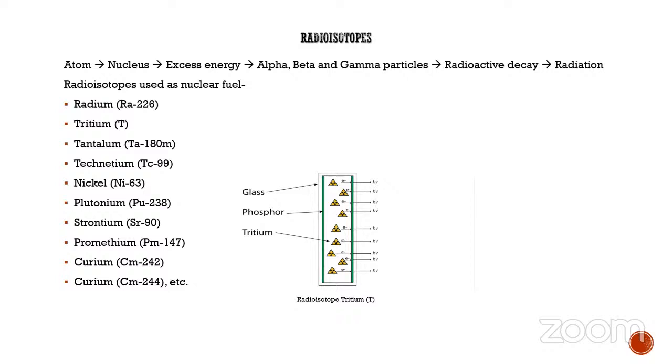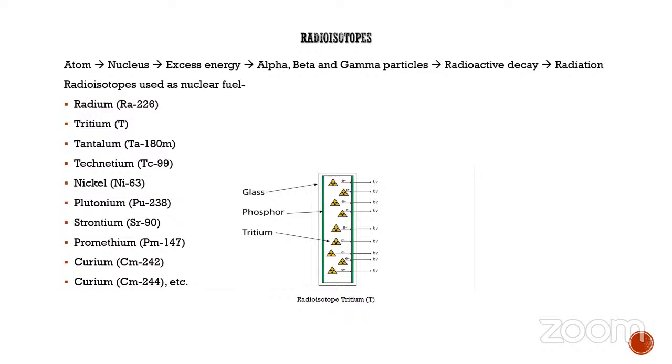Now the radioisotope. Radioisotopes are basically the fuels that we use for a nuclear reaction. We have atoms which have a nucleus with excess energy, and it releases alpha, beta and gamma particles, which go through radioactive decay, and in turn it gives radiation. So radioisotopes are the radioactive isotopes of an element, and they can be defined as atoms that contain an unstable combination of neutrons and protons. So a radioisotope is an atom that has excess nuclear energy, which makes it unstable, and it releases alpha, beta, and gamma particles. During this process, radioactive decay happens and the radiation starts.